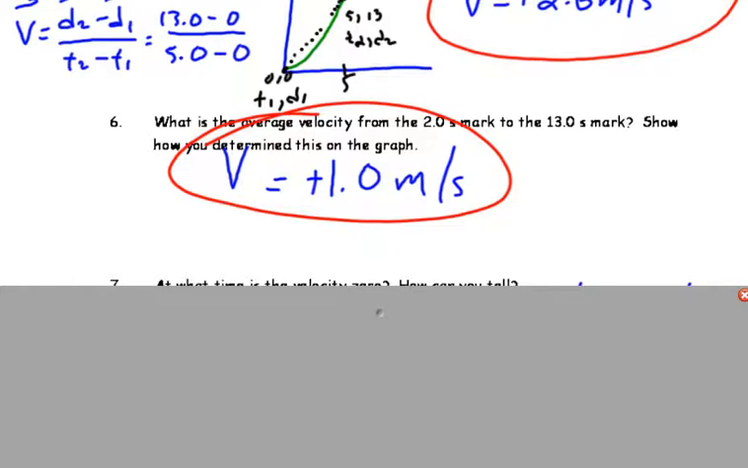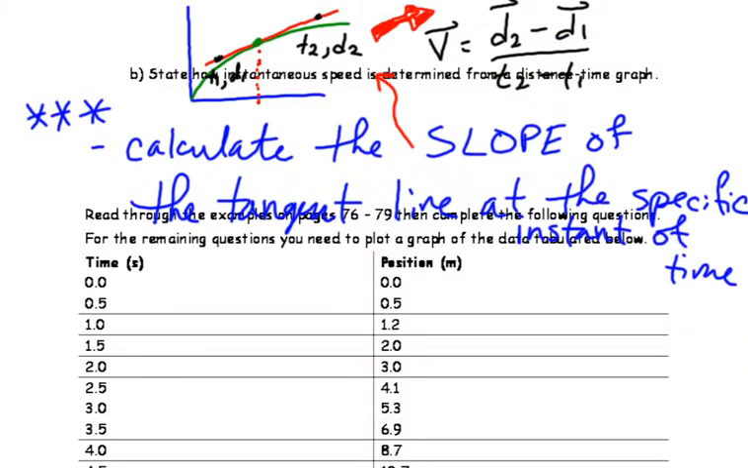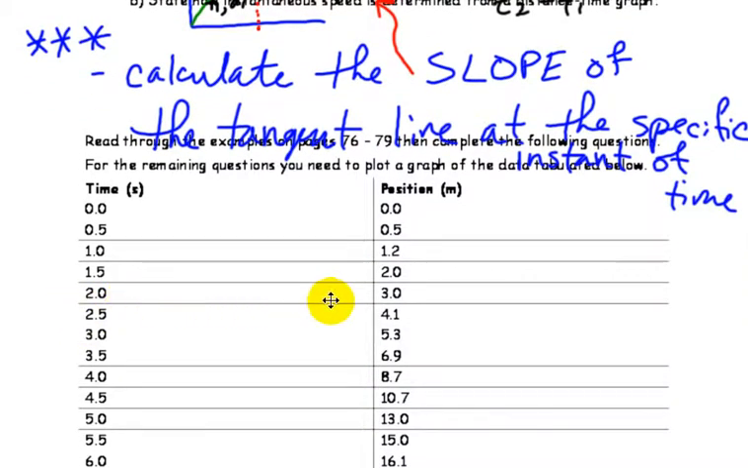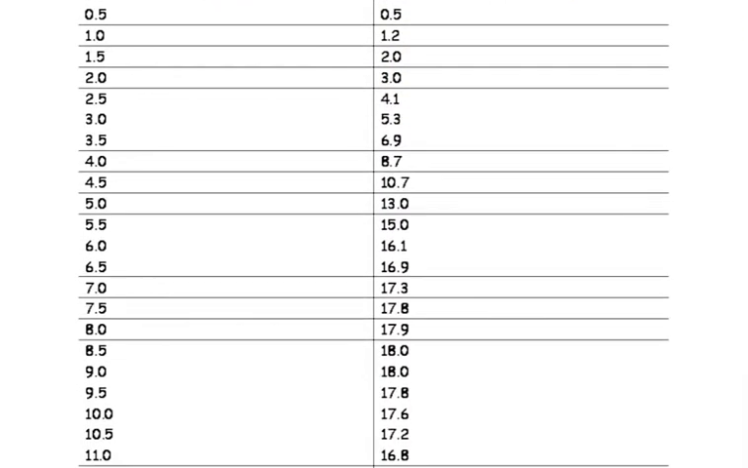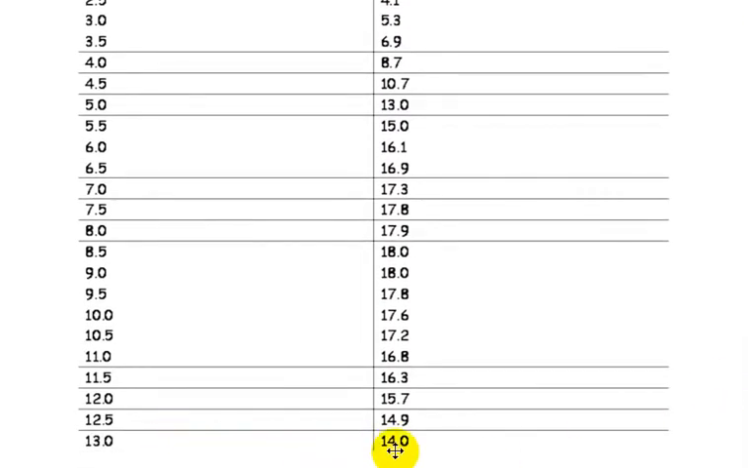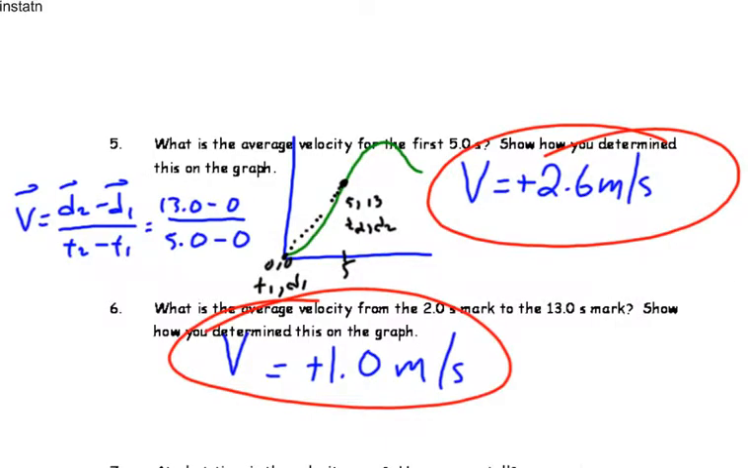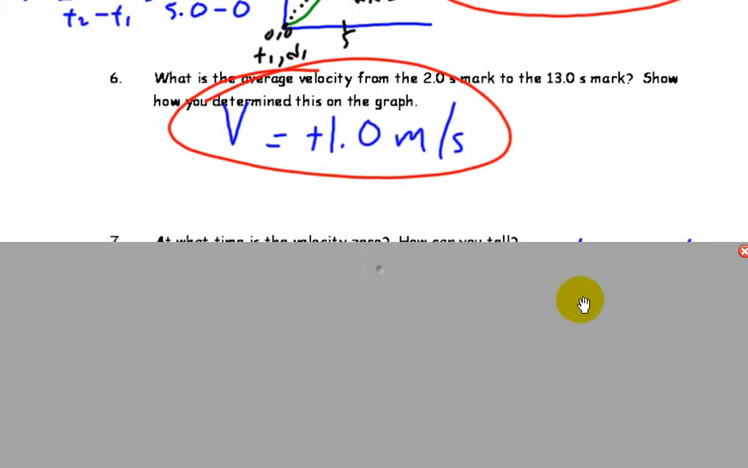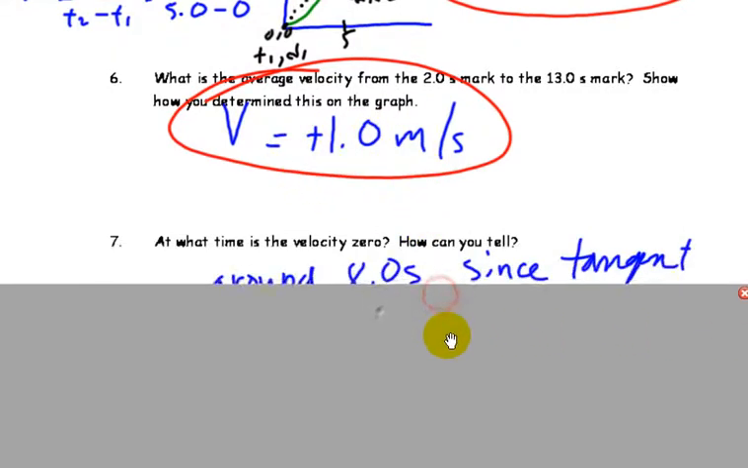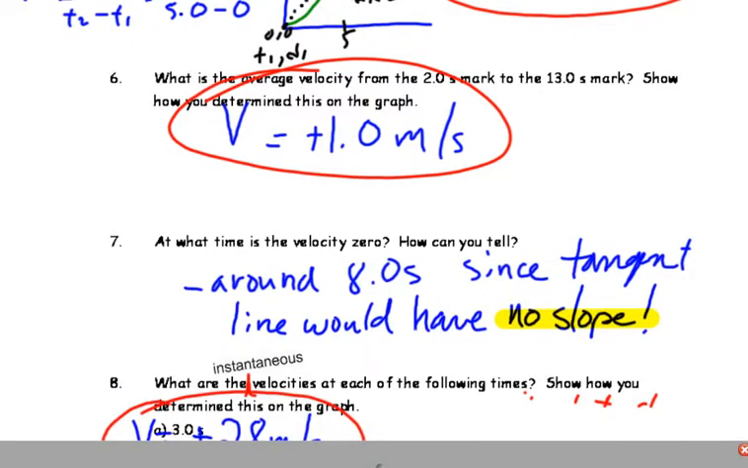Okay, it's 2 seconds to 13. You can even get that from here. At the 2 second mark, we're at 3 meters. At 13, we were at 14. So use that in the equation and you'll get your measurement there. Okay, so I didn't show the work here, so make sure you work through it and see what you get.